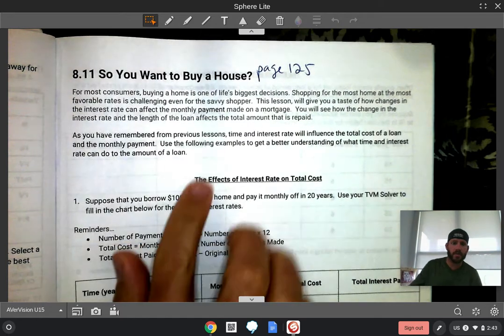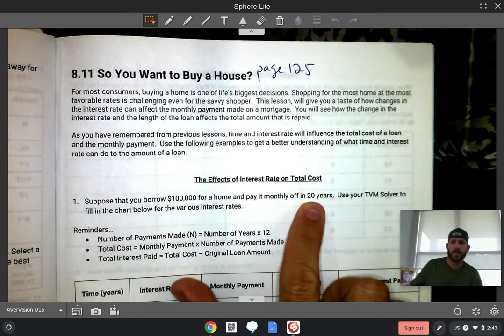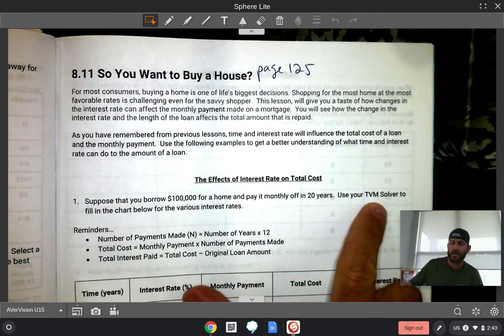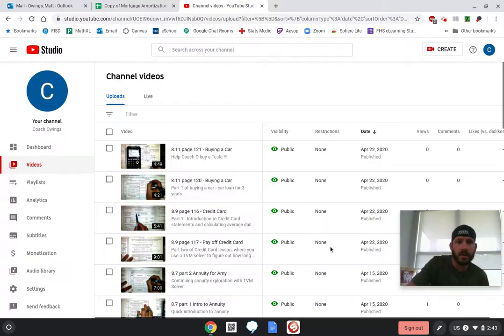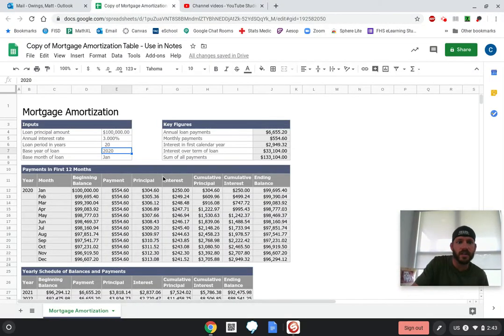So we're right here in the middle. Suppose you borrow $100,000. You want to pay it off in 20 years. You can use a solver, but I've also shot to you an amortization table. Let me switch over to my amortization table here.